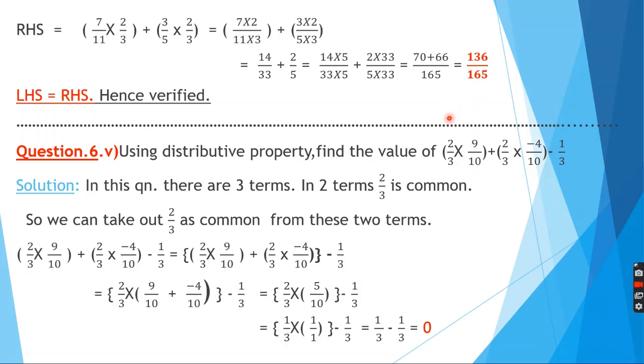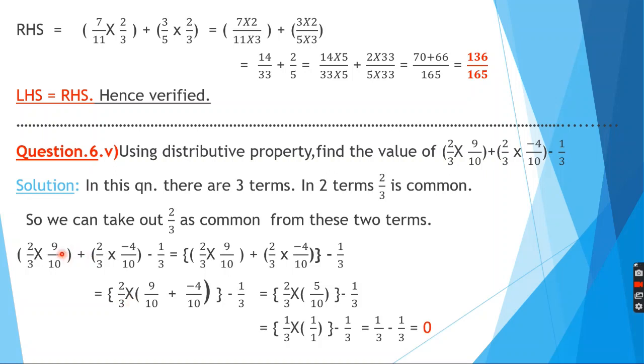Again, sixth question, fifth part. Using distributive property, find the value. This is a very important question. That's why I selected this question. See, there are 3 terms in the question. When 3 terms are there, observe the question, in 2 terms 2 by 3 is common. I am taking out the 2 by 3 by using the distributive property.